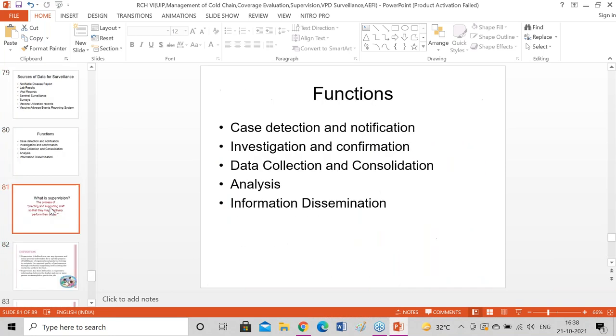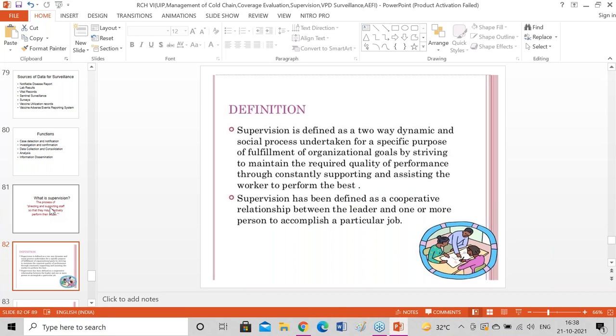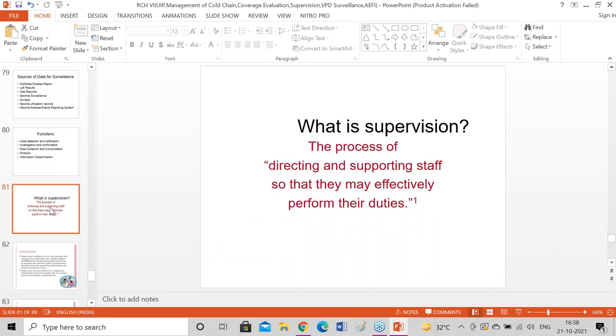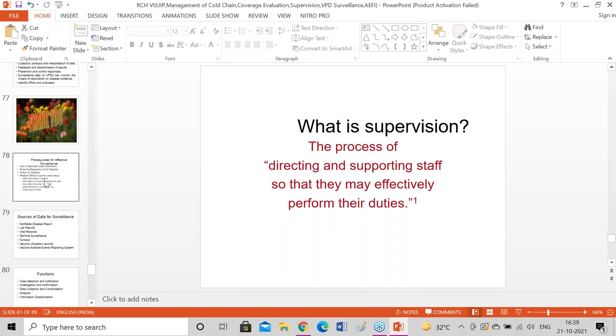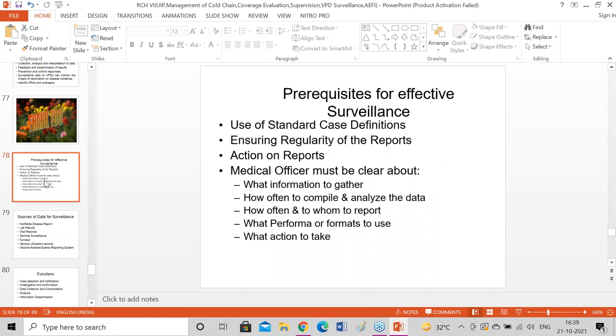Okay, one more thing that we should be knowing is supervision. What is supervision? It is the process of directing and supporting the staff so that they may effectively perform their duties. Surveillance is the continuous collection, collation, analysis and dissemination of data. Supervision is the process of directing or supervising, right?